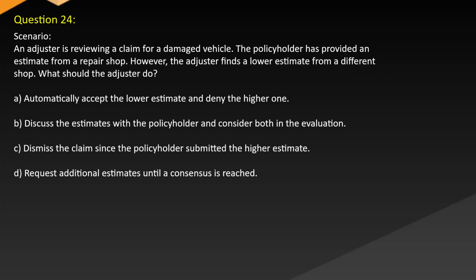Question 24. Scenario: an adjuster is reviewing a claim for a damaged vehicle. The policyholder has provided an estimate from a repair shop. However, the adjuster finds a lower estimate from a different shop. What should the adjuster do? A. Automatically accept the lower estimate and deny the higher one. B. Discuss the estimates with the policyholder and consider both in the evaluation. C. Dismiss the claim since the policyholder submitted the higher estimate. D. Request additional estimates until a consensus is reached.